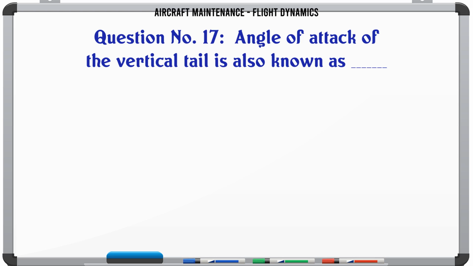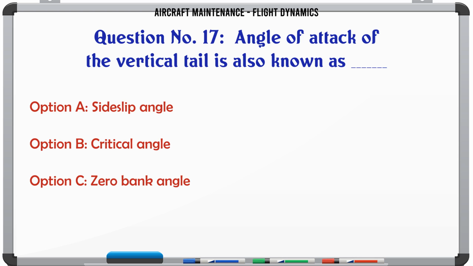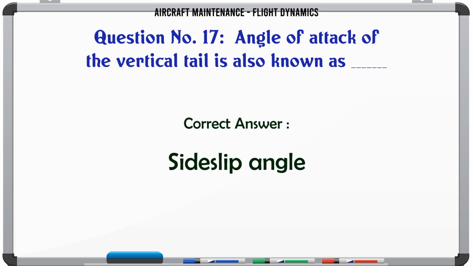Angle of attack of the vertical tail is also known as A. Side slip angle. B. Critical angle. C. Zero bank angle. D. Angle of incidence. The correct answer is side slip angle.